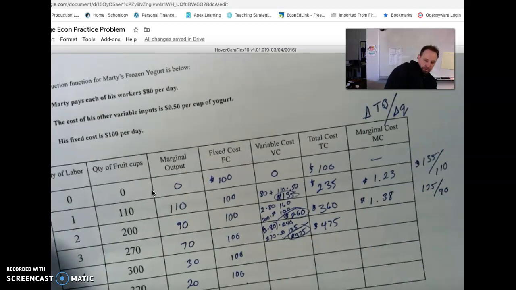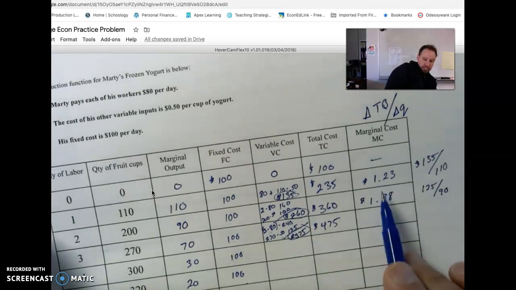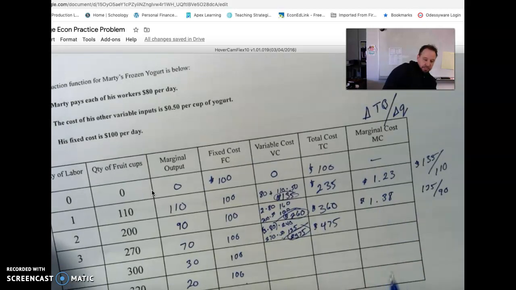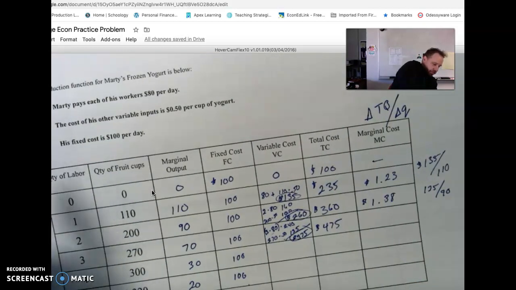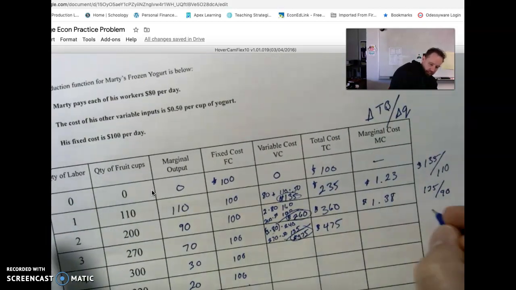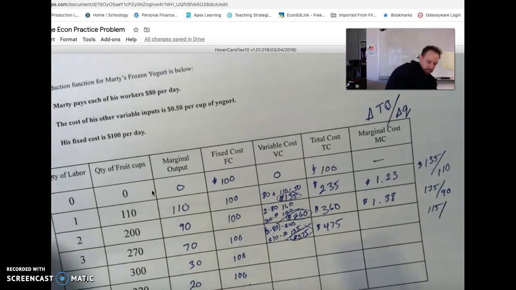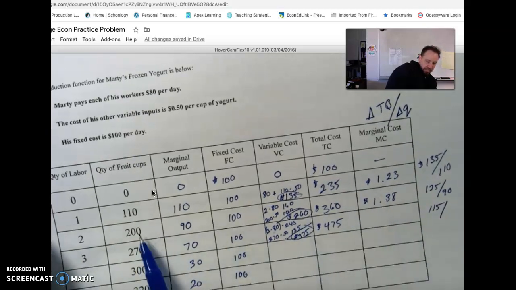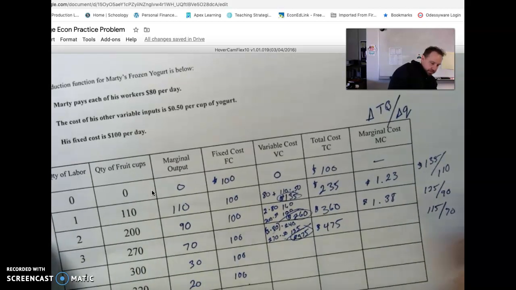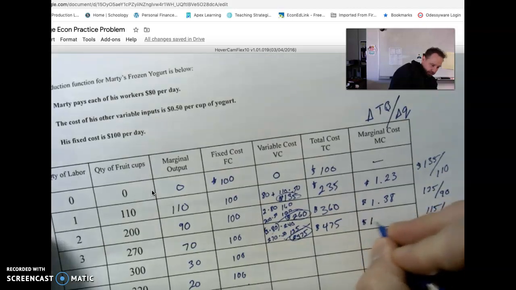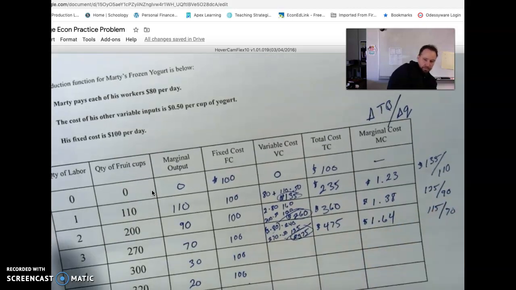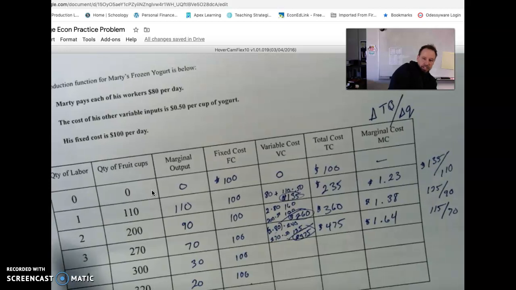And remember, this is going to continue to grow. Our marginal cost is going to continue to rise because, remember, our marginal returns are falling. Let's take the next one here. Change in total cost is 115, and we're going to divide that by the change in quantity, which is 70. And we can go on down the line.